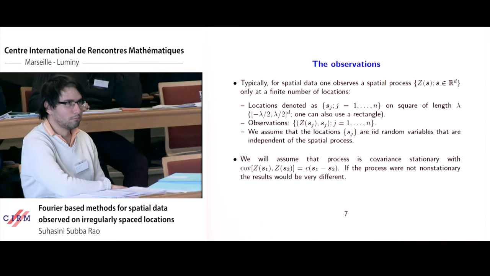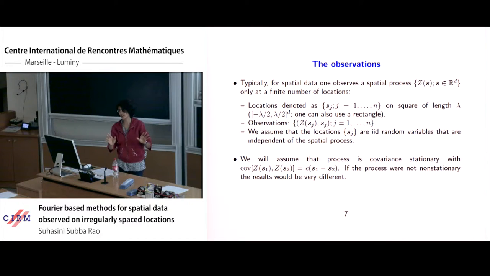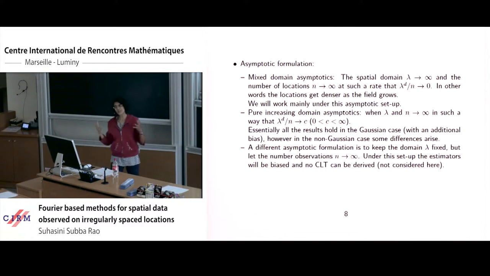I want to add that if you try to make this random field non-stationary, then the properties we get here are very, very different. So you can do it, but you get very, very different properties in the non-stationary setup. Okay, and then there's the asymptotic formulation, which I've briefly described to you. So in time series, it's kind of clear.